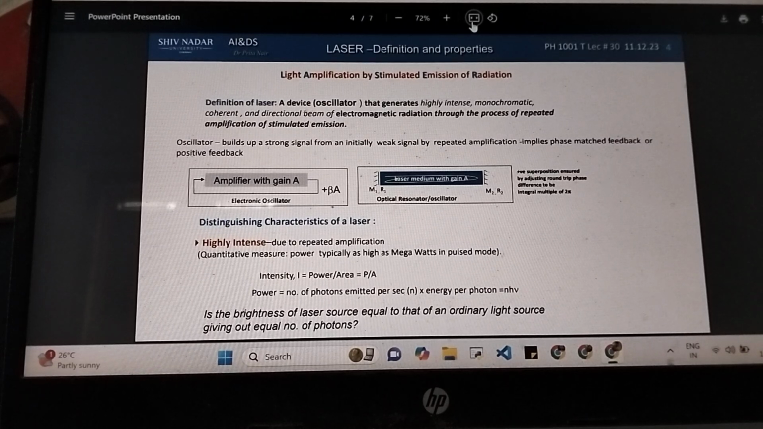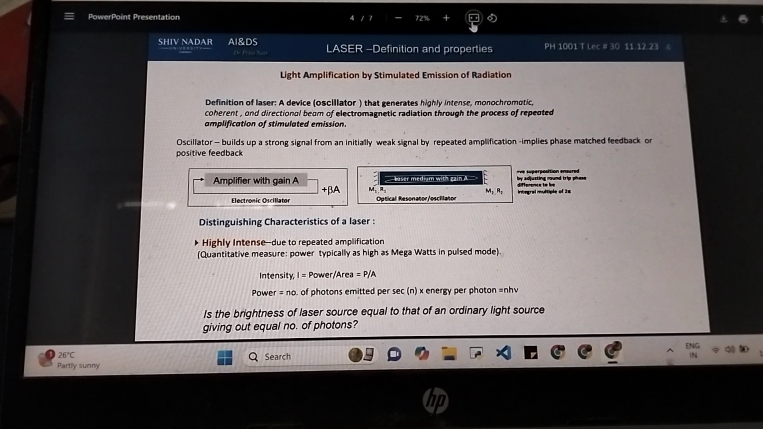So in this section we're going to be looking at lasers, an introduction to what a laser is, and 4 main properties of lasers. So let's begin by looking at the abbreviation laser. LASER stands for light amplification by stimulated emission of radiation.